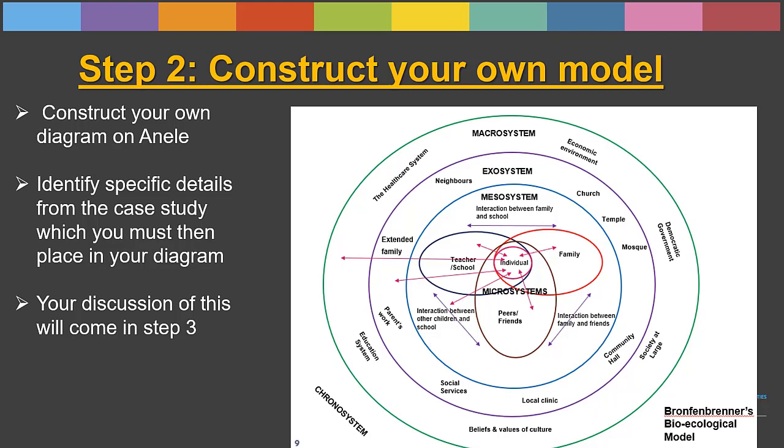Also, if I don't necessarily agree with your placement, I will then look at your step 3, your discussion, and see whether your rationale and explanation about why you placed specific factors in specific systems makes sense and is logical, and then you will be awarded marks. So please, when you are thinking of step 2 and step 3, think of them as mirroring one another. All the different bits of information that you place from the case study into this model, you will then be discussing that process in step 3 of the assignment.